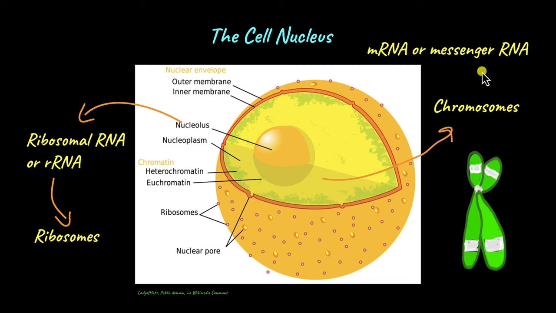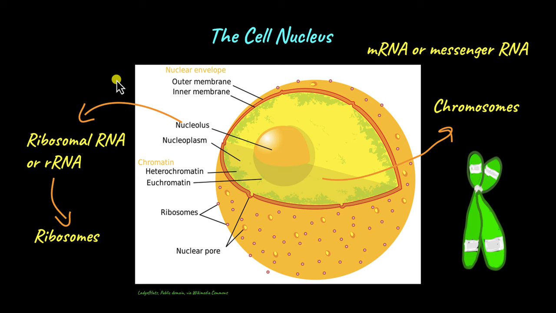This messenger RNA or mRNA is like a transcript of whatever information is there in the DNA. It's a copy of the information in the DNA. And this mRNA literally acts like a messenger and takes that information from the nucleus to the ribosomes, where eventually proteins are synthesized. This way, the nucleus can be thought of as the CPU. It contains the directions or instructions needed for the cell to function properly.